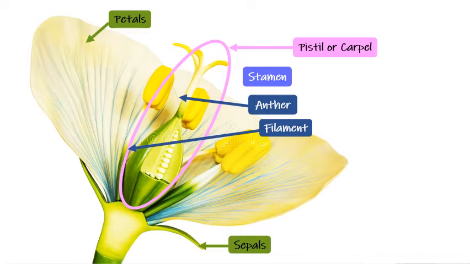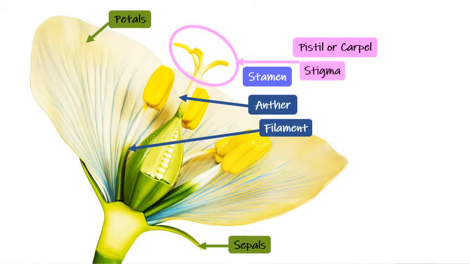How many parts is the pistil made of? 3 parts. Excellent. The stigma, the style, and the ovary.